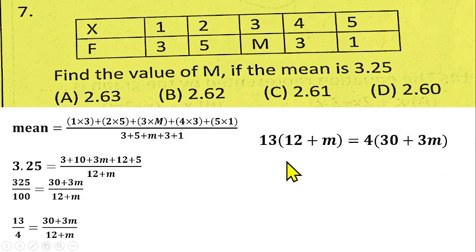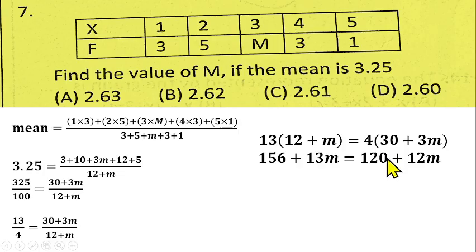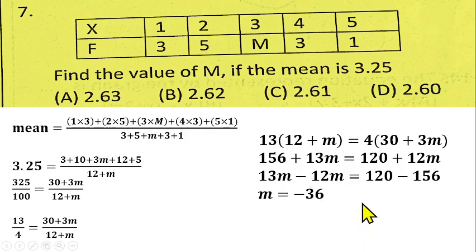If you open the brackets, 13 multiplies this, so you have 169 plus 13m equals 120 plus 12m. Open the bracket, collect like terms: 13m minus 12m equals 120 minus 156. So it should give us m equals minus 36.